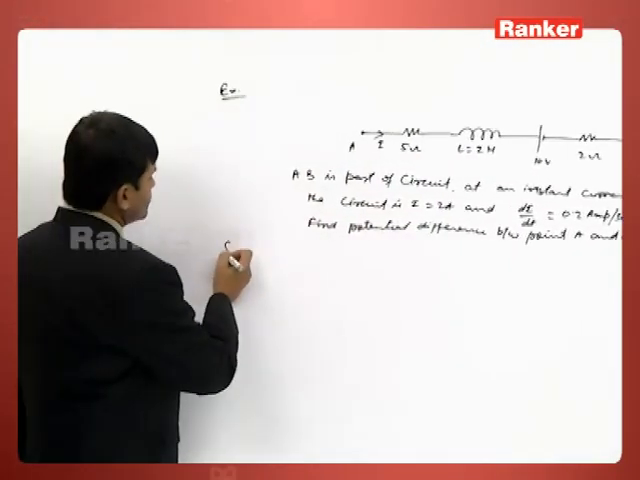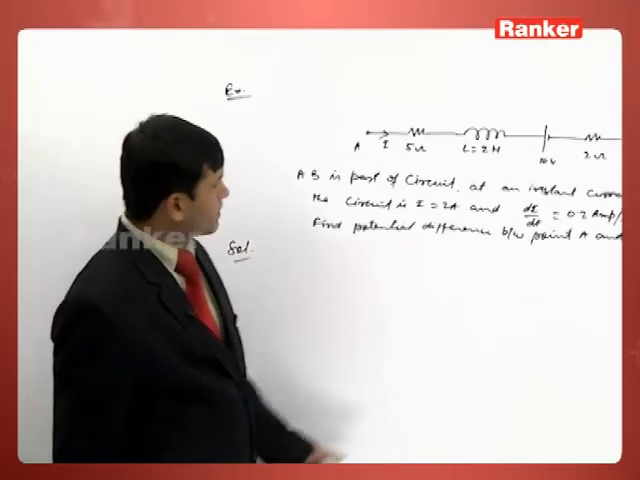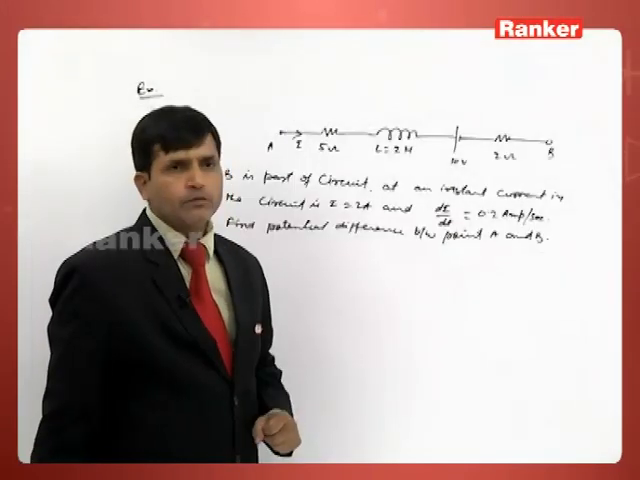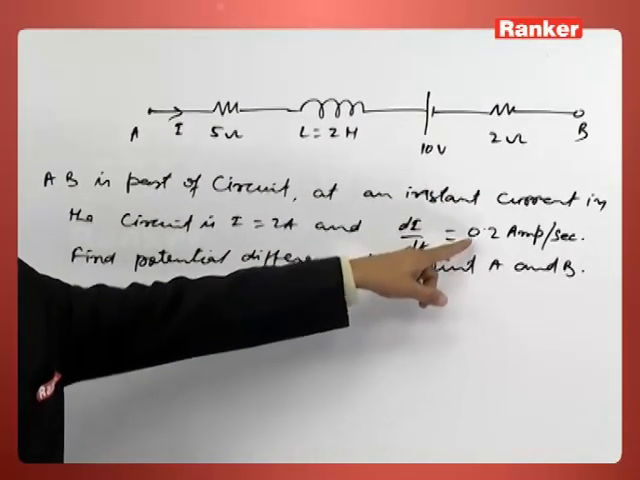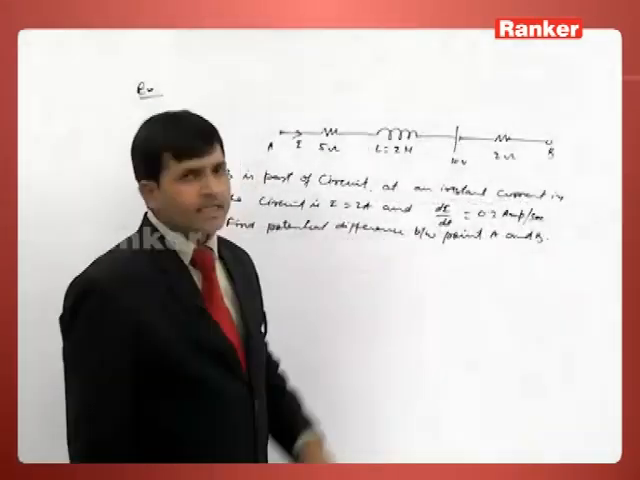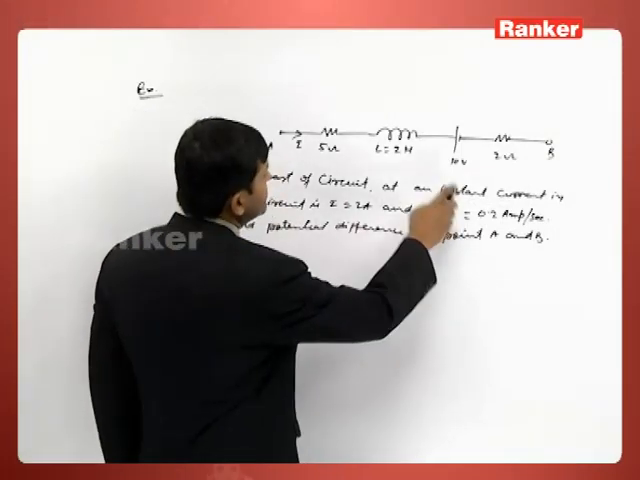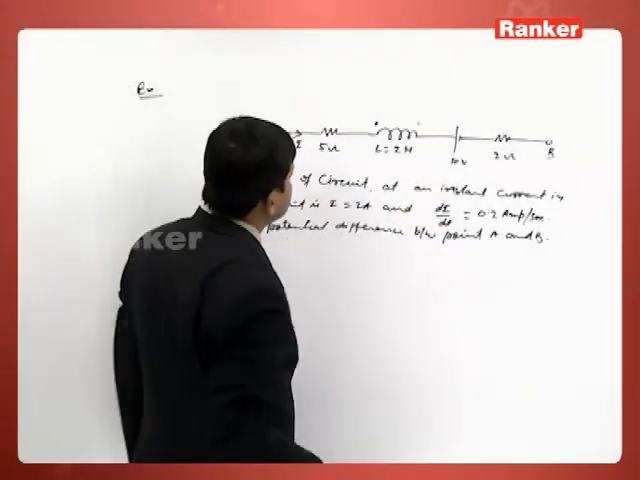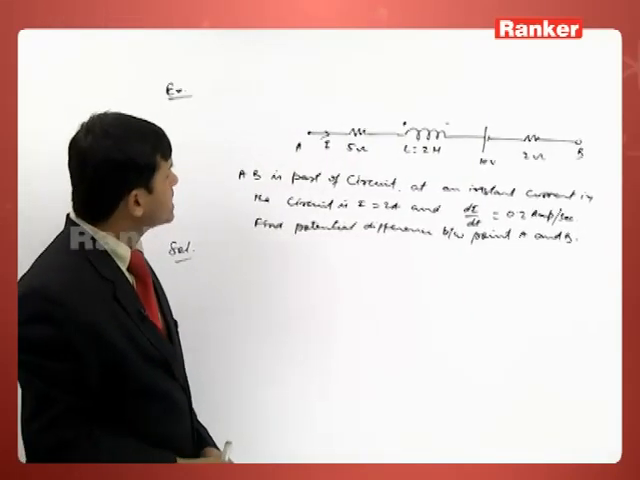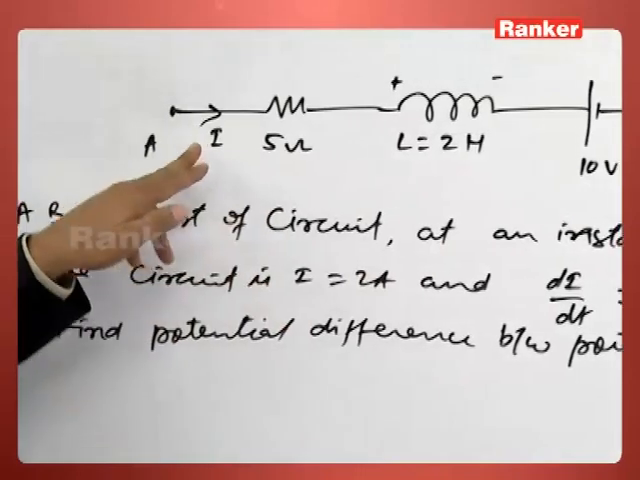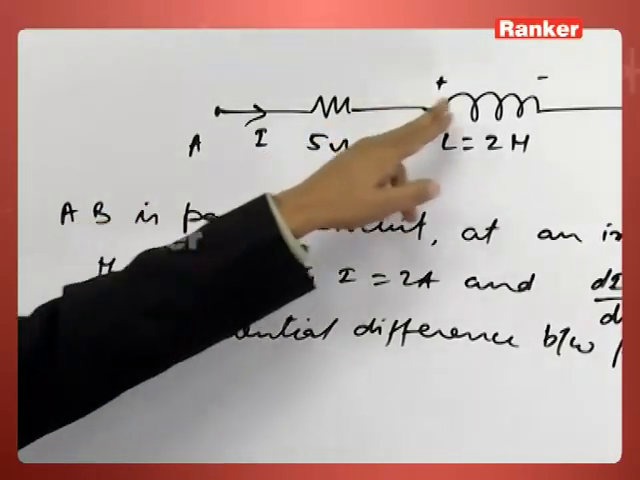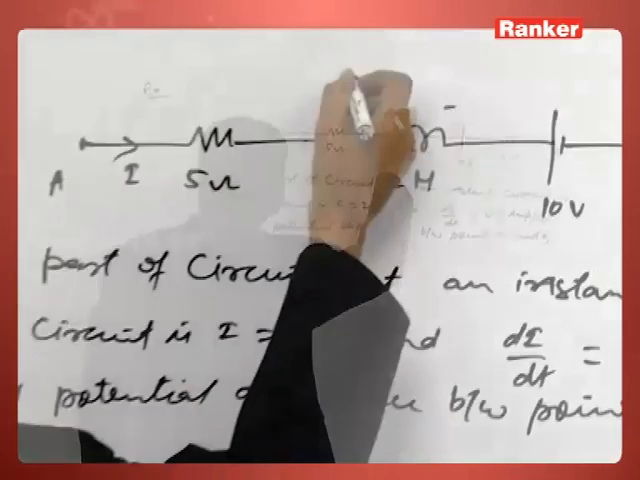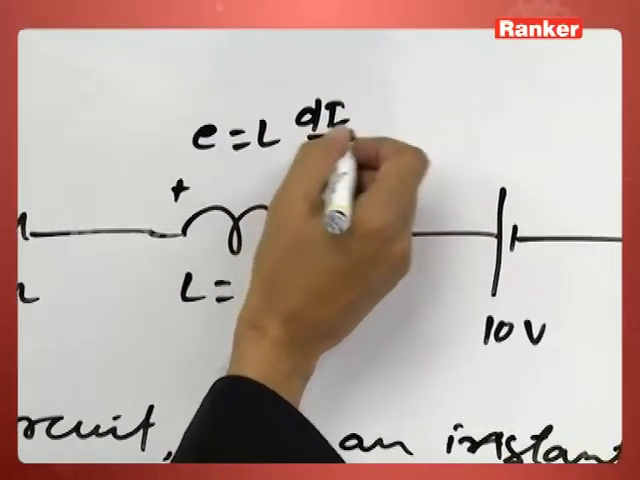So first of all, see how to solve this one. Here, di/dt is given as 0.2. It means the current changes with time. The current is increasing with time. So when current is increasing with time, this acts as the positive terminal of the induced EMF, and this will be negative because of the current direction. The current is increasing the flux, so the induced EMF will be such that it decreases the flux. So the induced EMF value is written as L di/dt.